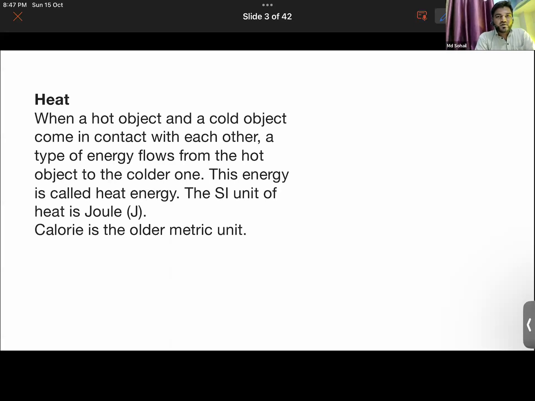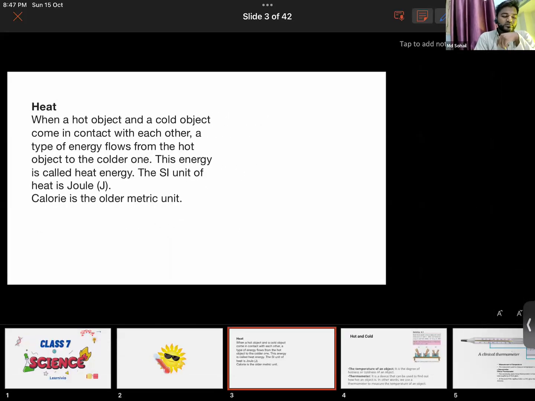Both things can be observed. But how do you decide whether an object is hot or cold? Can we decide it just by our touch? Just by touching the object, can you decide? No, not in every case we can decide that an object is hot or cold.